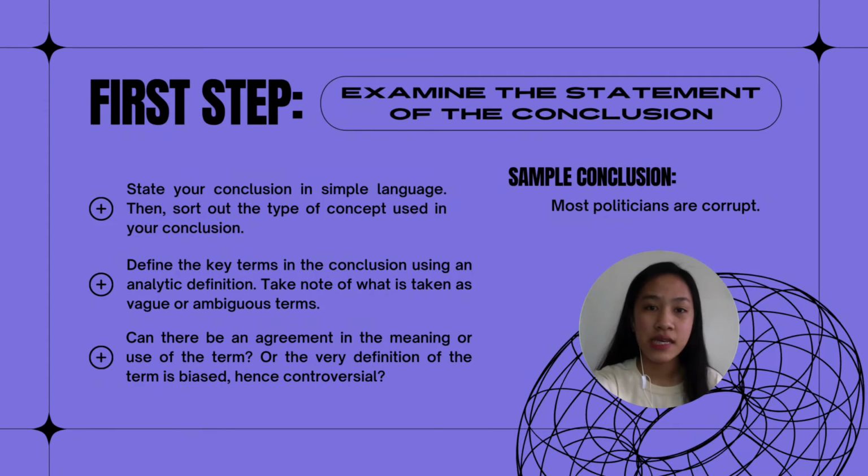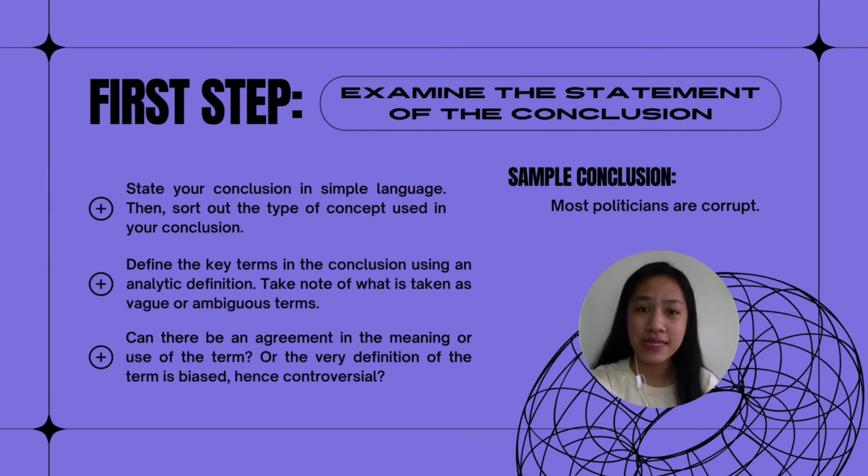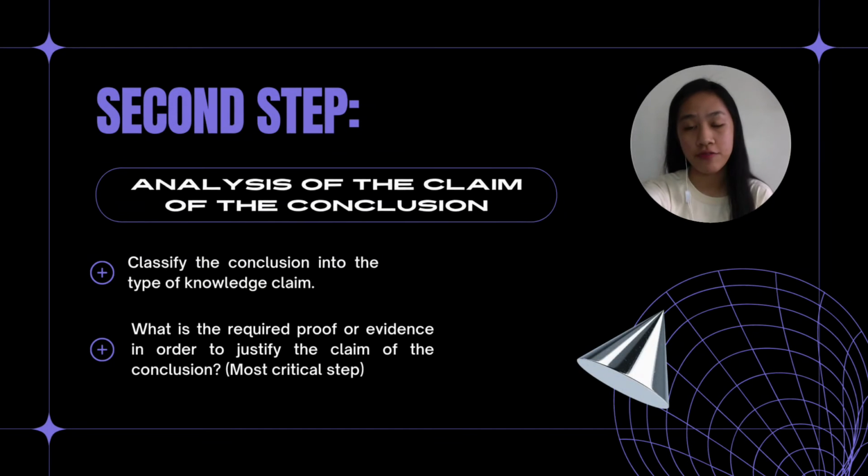Then, next is, can there be an agreement in the meaning or use of the term? Or is the very definition of the term biased, hence controversial? Second step is the analysis of the claim of the conclusion. First, classify the conclusion into the type of knowledge claim.